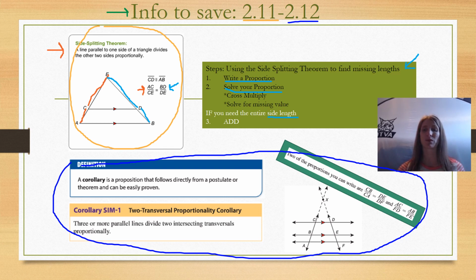Before I move on and show you those examples, let's just quickly talk about what a corollary is. A corollary is a proposition that follows directly from a postulate or theorem. And so what I'm saying here is that because we know this side-splitting theorem appears true, we can assume then that this works, okay? So 3 or more parallel lines divide two intersecting transversals proportionally. So now instead of just having 2 over here, you can see that we have 3 parallel lines. And so you can continue to add more parallel lines, and each section is proportional to the other side, okay? And hopefully you'll be able to see that with some examples, all right? So just understand that those mean proportional. Not congruent necessarily, but proportional.